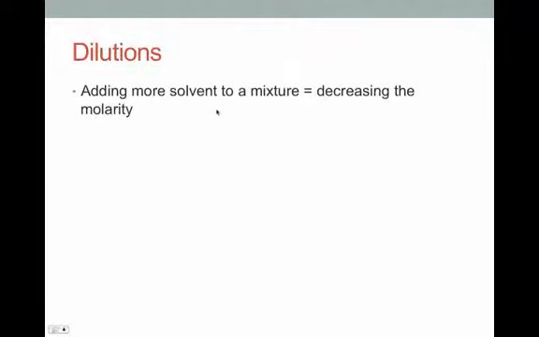Remember when we talked about the vocabulary that we had dilute substances and concentrated substances, and that dilute substances were weaker solutions than the concentrated solutions. So we're going to be talking about how to dilute a concentrated solution to make it into a dilute solution. And all that means is that you have to add solvent. So we add solvent to a mixture, it decreases the molarity of it, and we have a more dilute solution. In most cases, that solvent is going to be water.